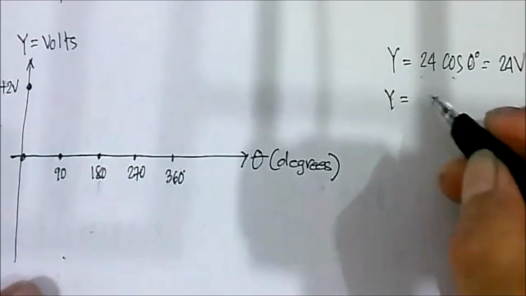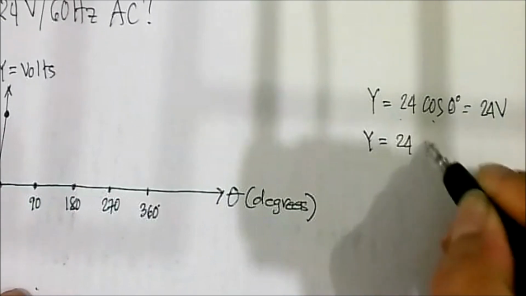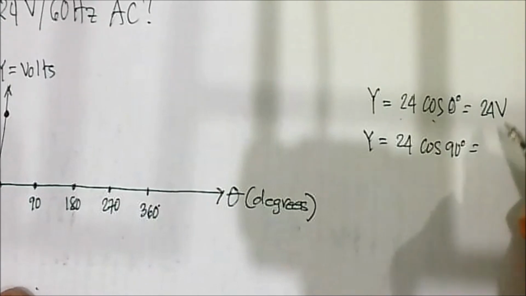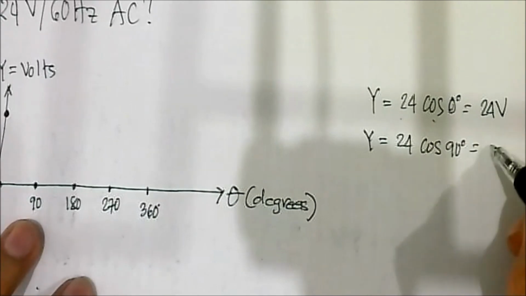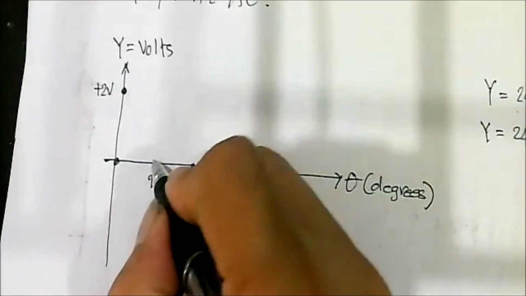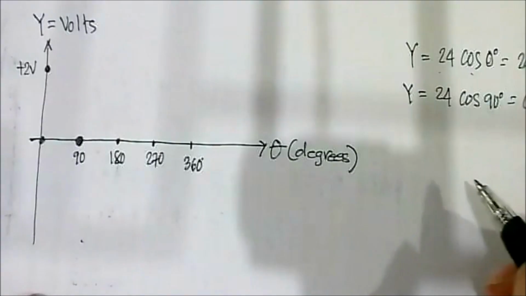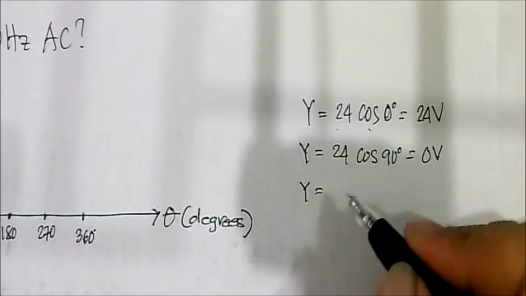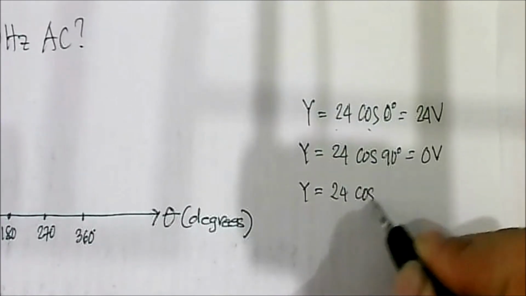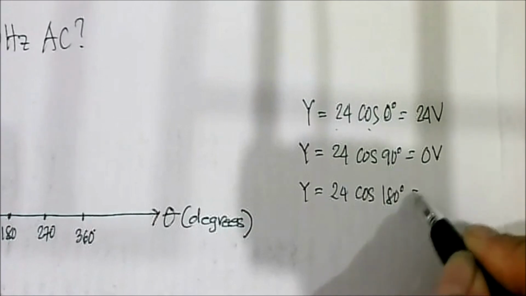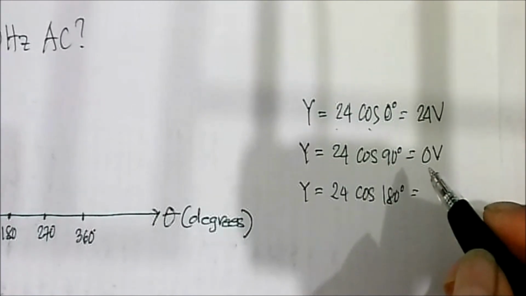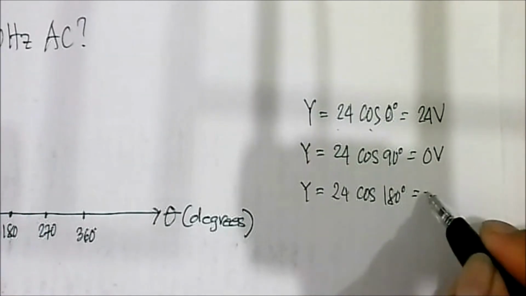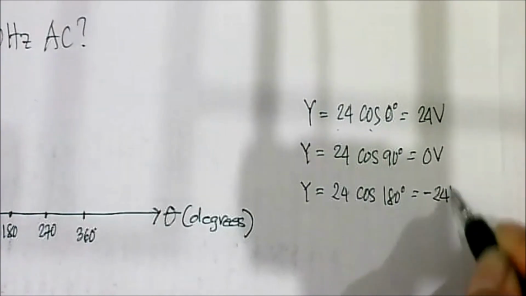Next, 24 cosine 90, and cosine 90 is 0, so we have 0 volts. So this is 0 volts for cosine 90. The next, y equals 24 cosine 180, and that will be negative 1 times 24, and that will be negative 24 volts.